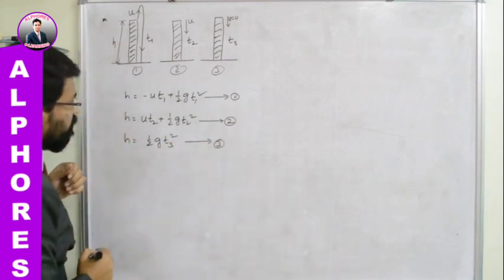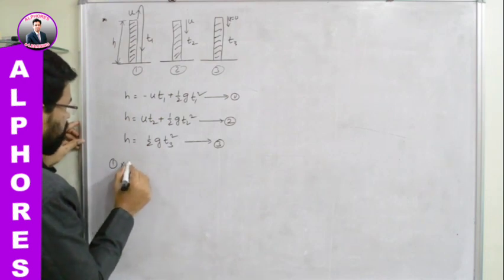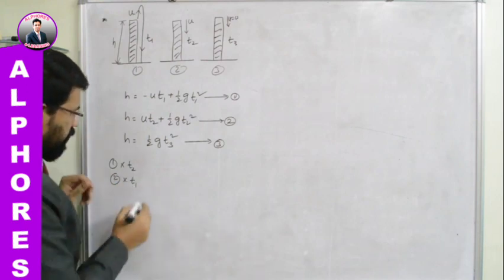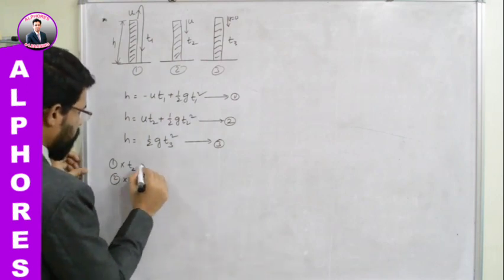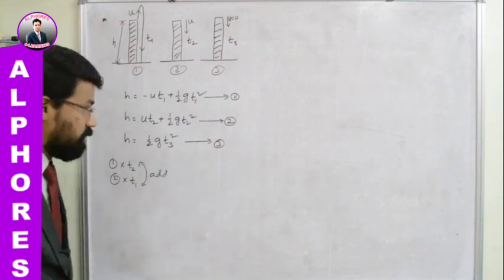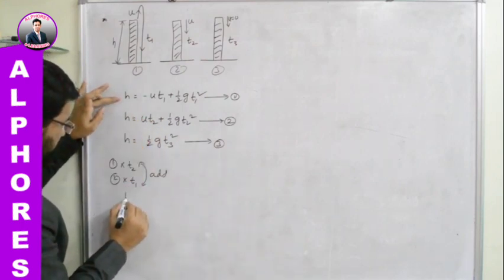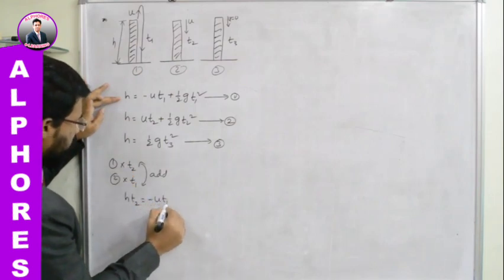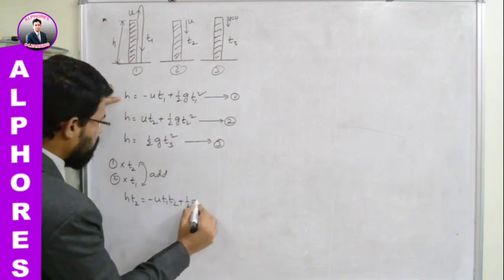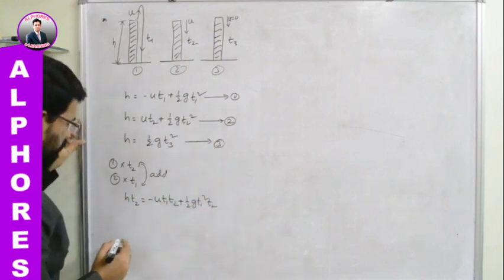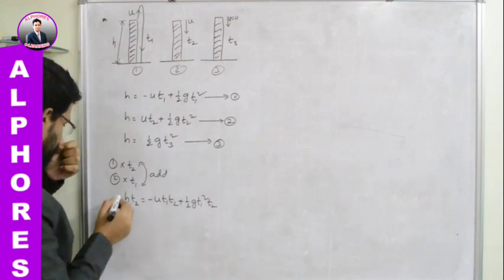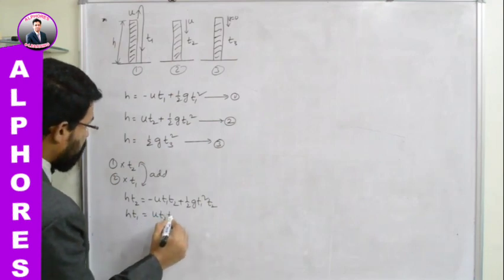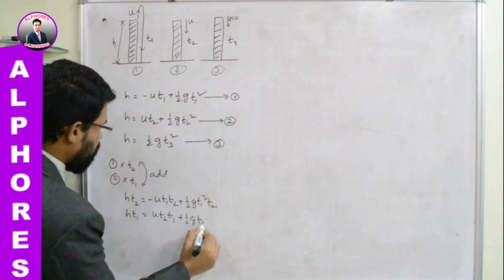Now, I'll multiply equation 1 with t2 and equation 2 with t1, and then I will add. Equation 1 should be multiplied with t2. So h t2 is equal to minus u t1 t2 plus half g t1 square t2. And if I multiply equation 2 with t1, I will get h t1 is equal to u t2 t1 plus half g t2 square into t1.